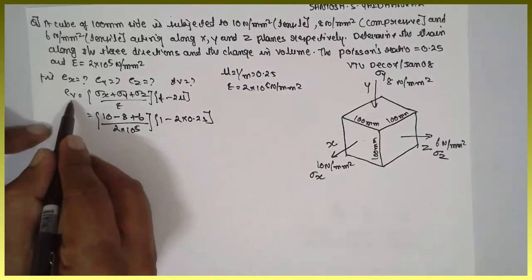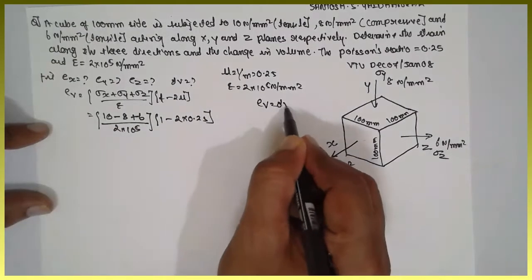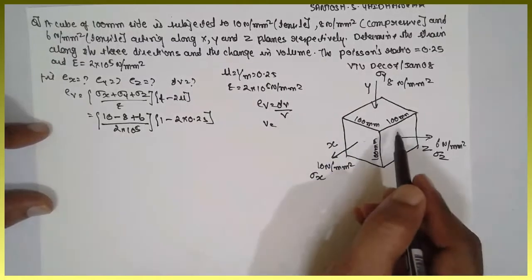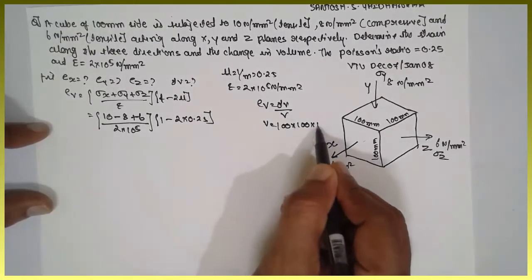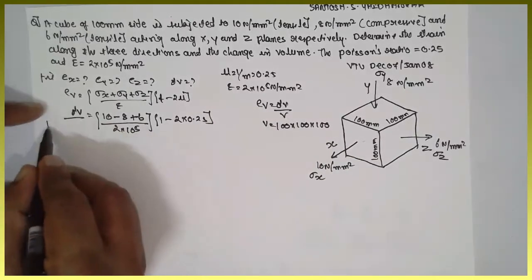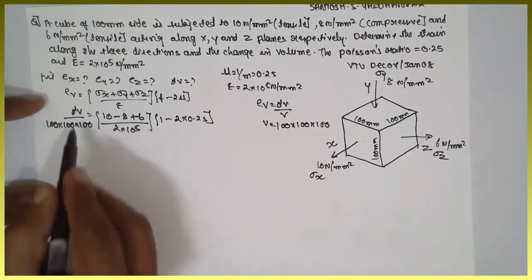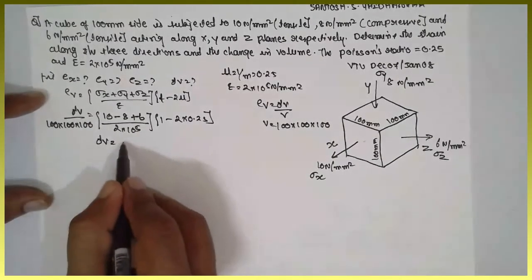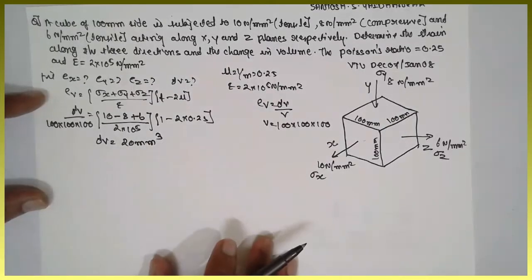Ev can also be written as delta V by V. What is V? V is nothing but length, width, and thickness, that is 100 into 100 into 100. Substitute the value here directly: delta V divided by 100 into 100 into 100. Calculate with the help of a calculator. You will get delta V equal to 20 mm cube.